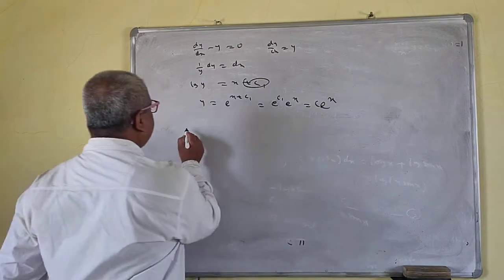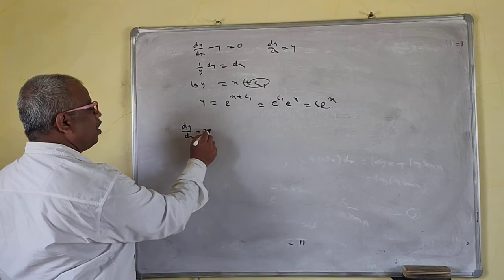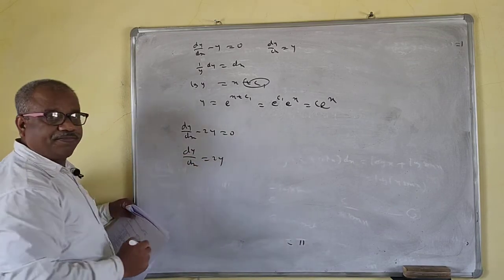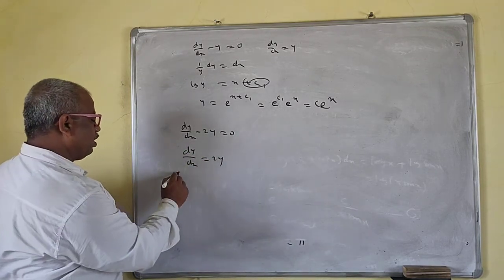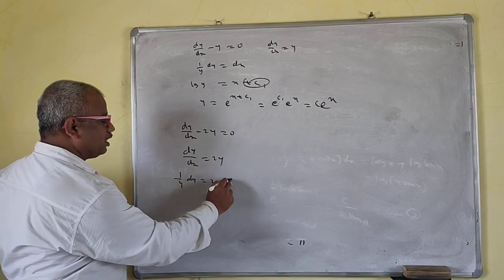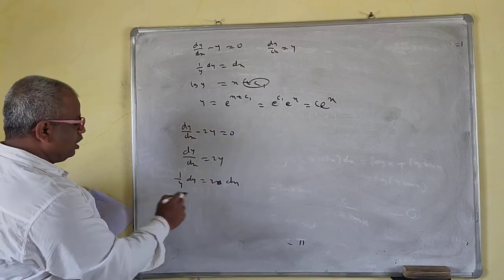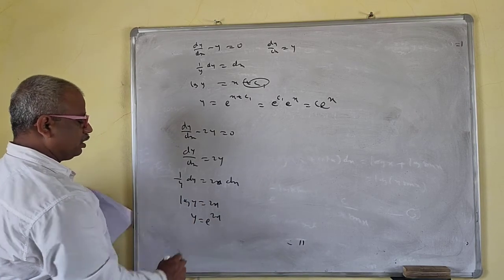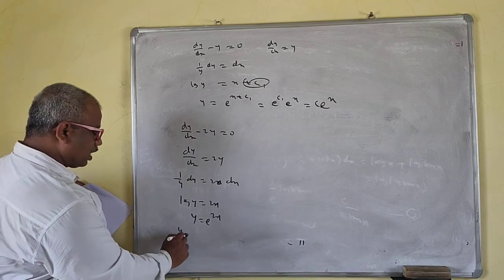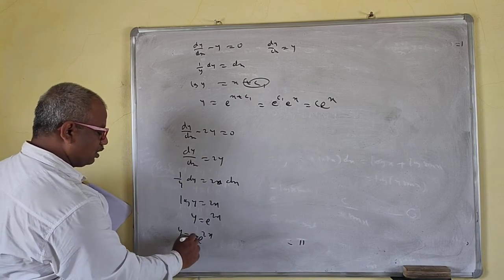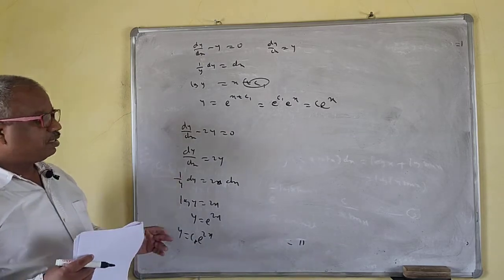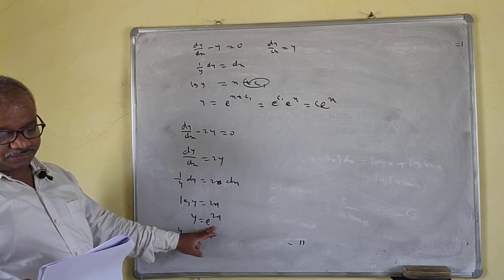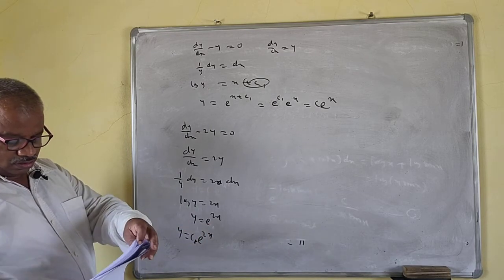Now what is the solution of this differential equation? How to find this? dy by dx minus twice y is equal to 0. So just dy by dx is equal to twice y. So I can write 1 by y dy is equal to twice dx. Integrate this: log y is equal to twice x. So y is equal to e raised to twice x. If you want the general solution, just attach c, y equals c e raised to twice x. So the solution of this differential equation is e raised to twice x.